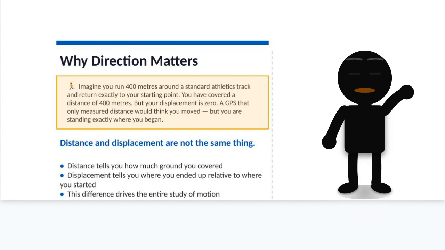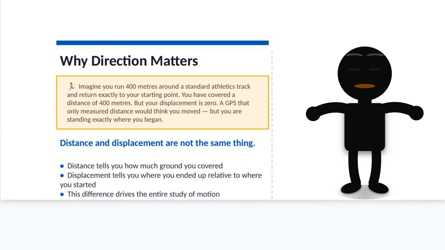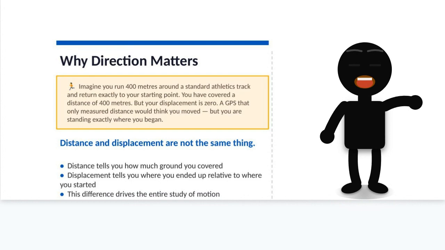Your displacement is zero. This is not a trick. This is a fundamental distinction in physics. Distance is the total length of the path you travel, regardless of direction. Displacement is the straight line difference between your start point and your end point, and it has a direction. One of them is a scalar quantity, and one is a vector. Understanding this difference is the foundation of kinematics.